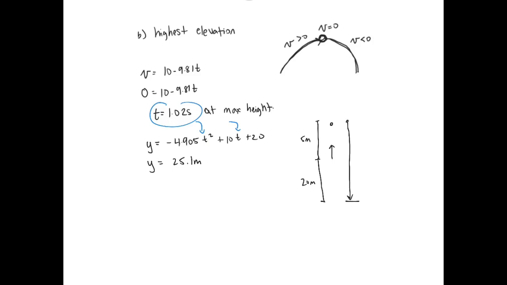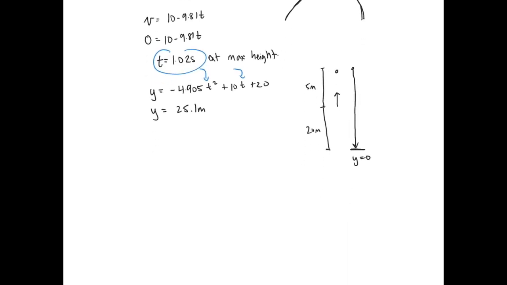So the ball is going to hit the ground here. Y is going to be equal to 0. So now we can plug in, using the same equation, y is equal to negative 4.905 t squared plus 10t plus 20. Now we plug 0 here, so 0 is equal to negative 4.905 t squared plus 10t plus 20. And now we solve this quadratic equation.